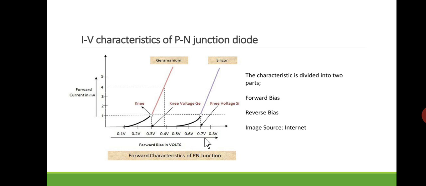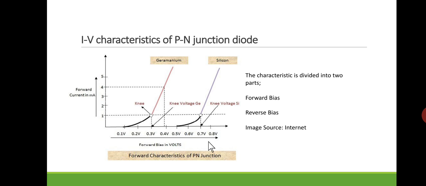In the same way, if you observe the silicon here, till 0.7 volts there is only 1 milliampere of current, but when it reaches 0.7, there is a sudden increase in the current. So in the forward bias, for the germanium, after 0.3 we are able to get more current, whereas in the silicon, after 0.7 we are going to get more current.